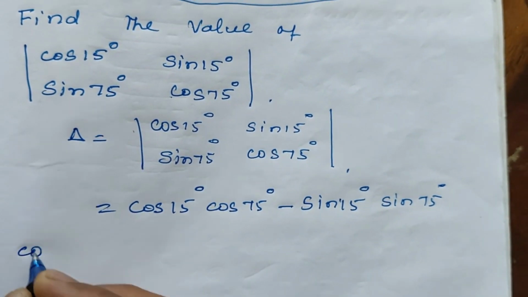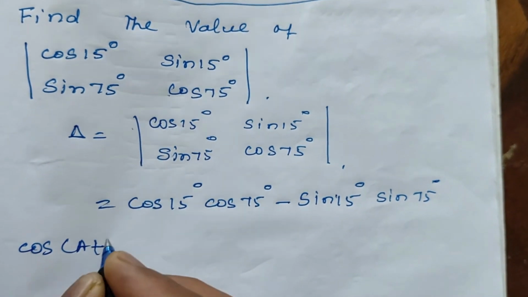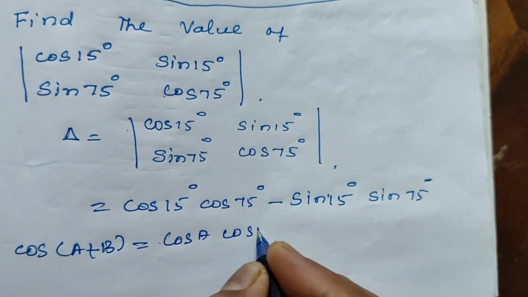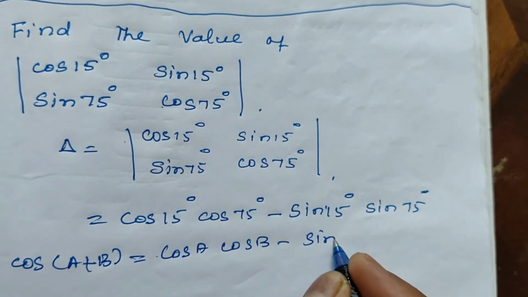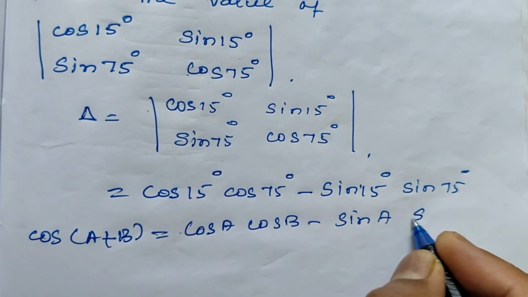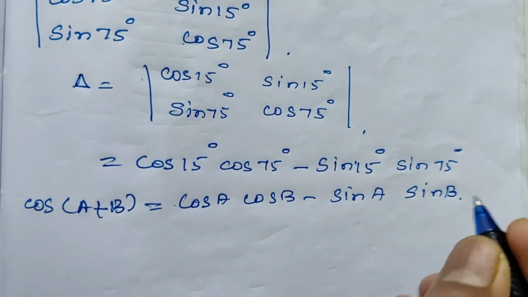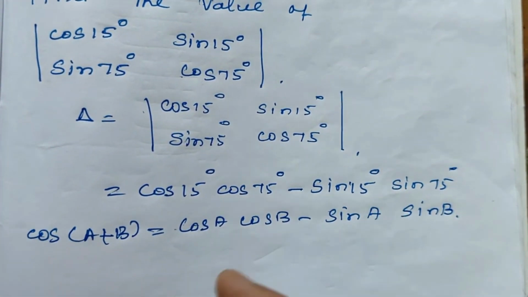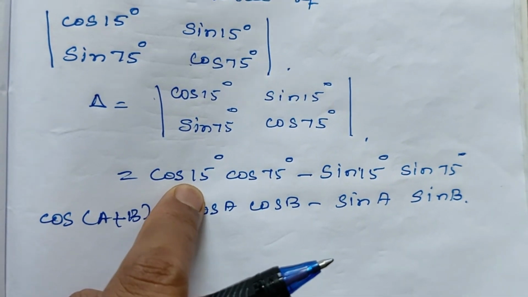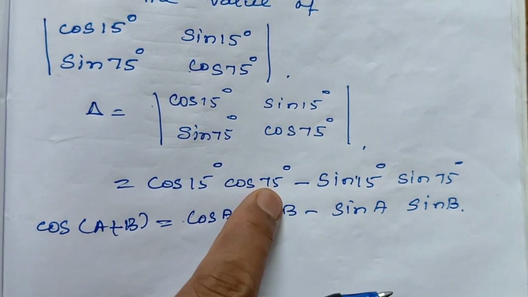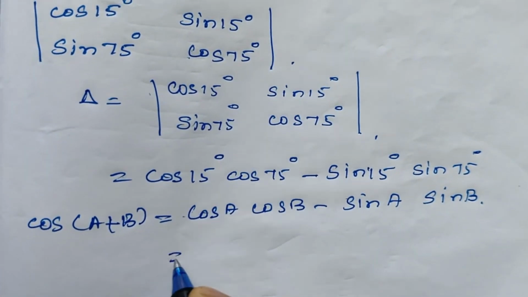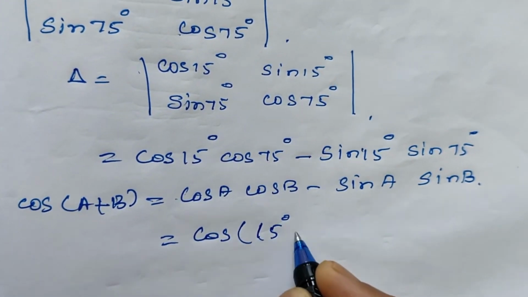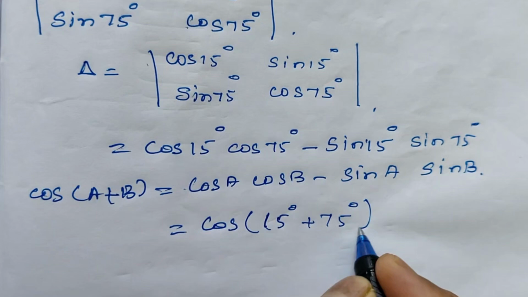We know that cos of A plus B equal to cos A, cos B minus sin A, sin B. So now this is of the form cos A, cos B minus sin A, sin B. In the place of A you are having 15 degree. In the place of B you are having 75 degree. Therefore what is the value? This is cos of 15 degree plus 75 degree.